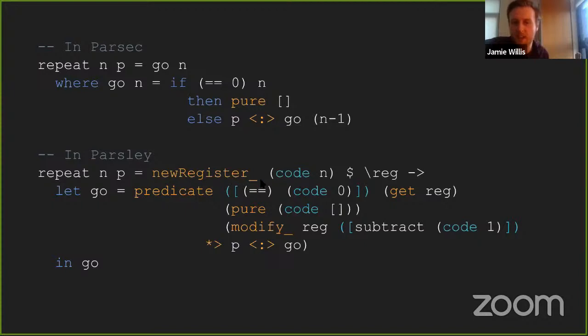So I start by initializing my register with n, and then I use predicate, which is a selective operation, and basically say if the register contains the value 0, then I'm going to return the empty list, similar to this bit. Otherwise, I'm going to modify my register by subtracting 1. So the state now has n minus 1 in it. And then I'm going to go do p and then onto the front of go. And this go doesn't take any arguments anymore. But the next round of the iteration, that get register is going to return the next state along.